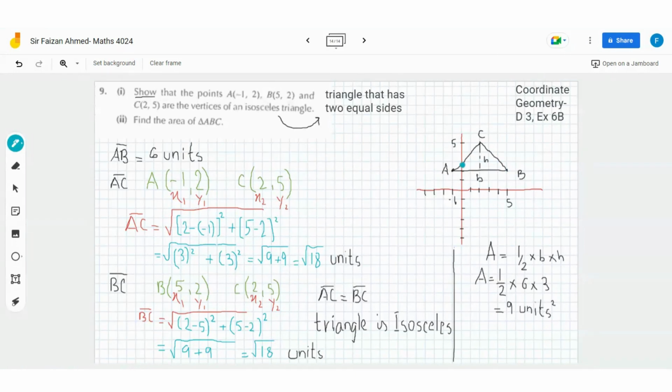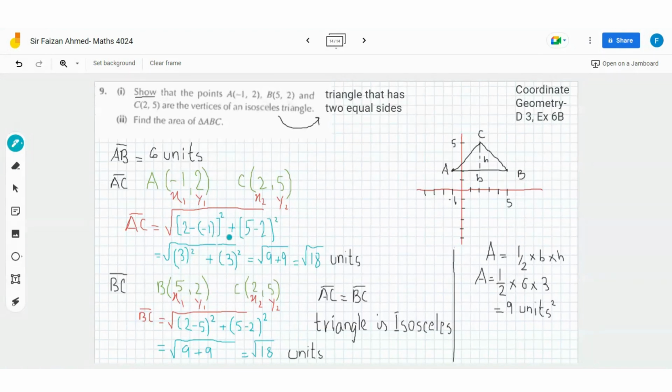I am starting with the length of AC first, since A is my first coordinate. And what are the coordinates? Minus 1 and 2. This is the value of x1 and this is the value of y1. C is 2 and 5. This is the value of x2 and this is the value of y2. So now you all know the distance formula. Square root of x2 minus x1 whole square. What is the value of x2? x2 is 2. So this is 2 minus. And what is the value of x1? x1 is negative 1. So I have used a bracket like this: minus 1, bracket close, whole square.